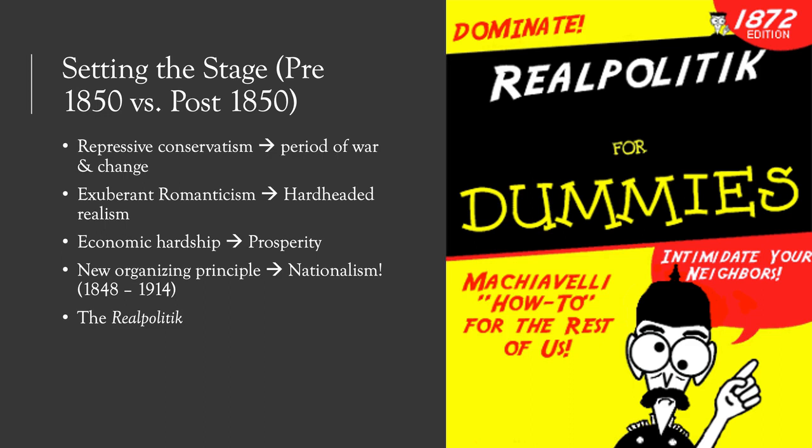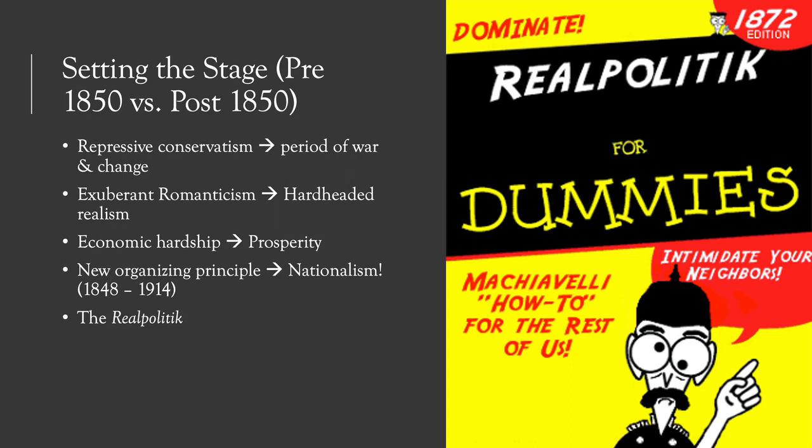So the new organizing principle that will really come to define European politics and culture and life is nationalism. Nationalism is the name of the game from about 1848 to 1914. Nationalism proves to be the most powerful force to emerge in the modern era. It is capable of containing the many challenges presented by the French Revolution and the many challenges presented by the Industrial Revolution.